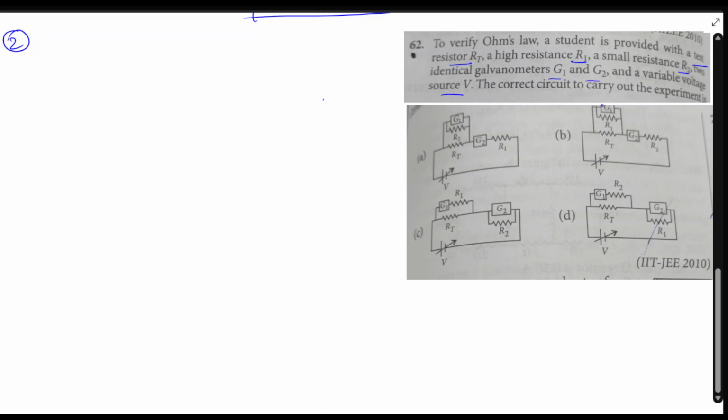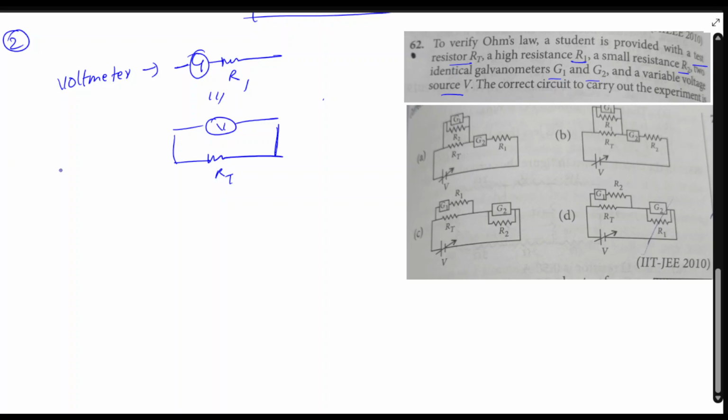So the correct experiment. So look, we know to verify Ohm's law, we need a voltmeter. Okay. So how will a voltmeter be formed? We'll take a galvanometer and connect it with a resistance which is quite high. So we have a high resistance R1. So this becomes our voltmeter, right? And we will connect this voltmeter in parallel to our test resistor. Okay. Now we need an ammeter also. Why? Because we need current.